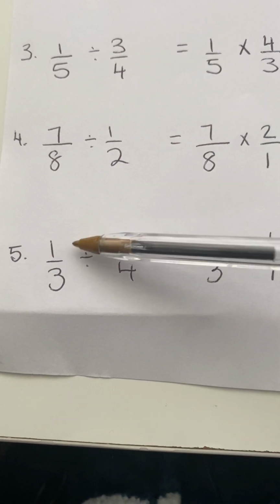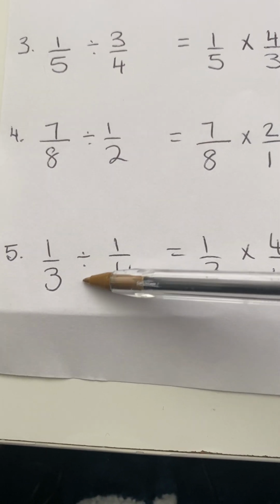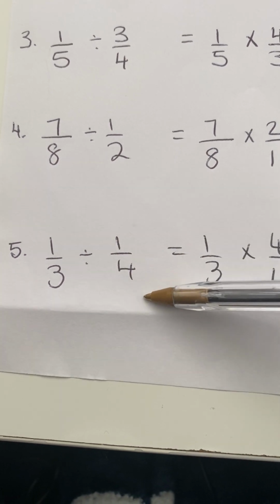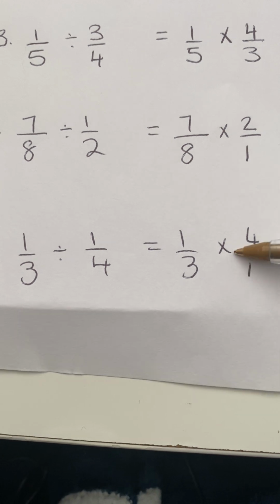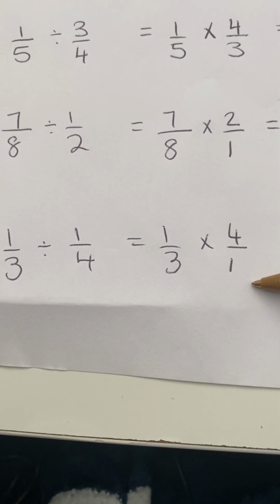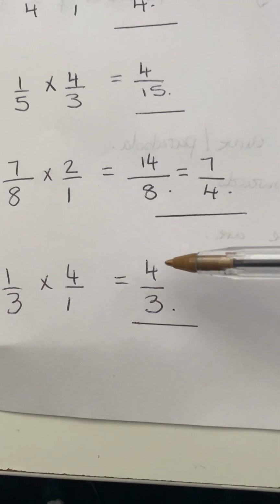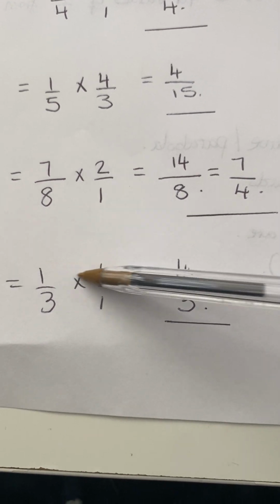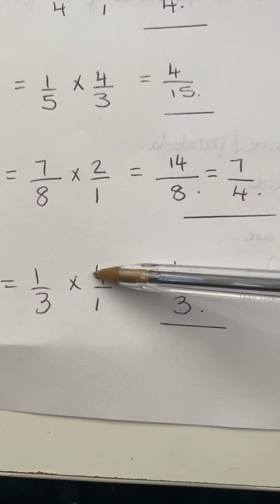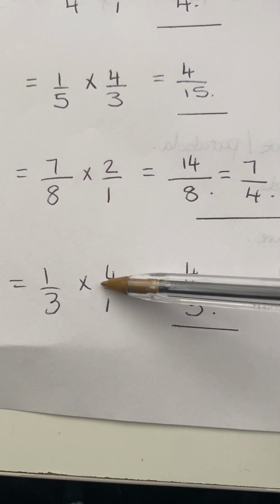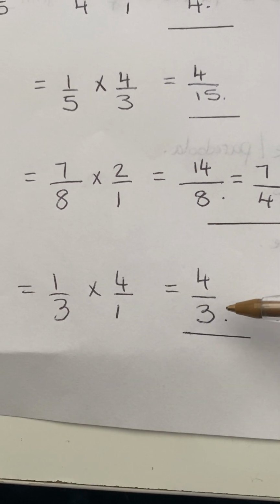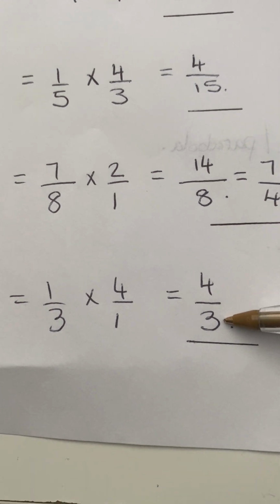5. 1 over 3 divided by 1 over 4. So 1 over 3 times 4 over 1, which will give us 1 times 4, the numerator, which is 4. 3 times 1, the denominator, which is 3. Okay.